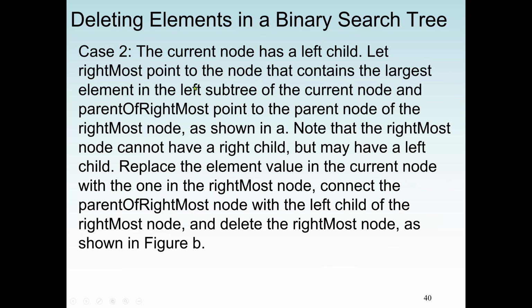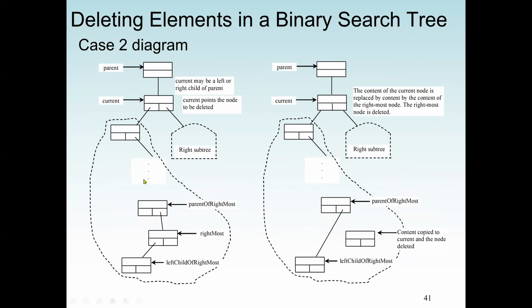Let rightmost point to the node that contains the largest element in the left subtree of the current node, and the parent of rightmost point to the left child of the rightmost node. Let's see this diagram here. So in this case, we want to delete an item here. So delete a binary search tree, case 2. And then we have the right subtree, we have the left, and this is our current. So current may be the left or right child of parent, and also current points to the node to be deleted. So if we are going to delete, the content of the current is replaced by the content of the rightmost.